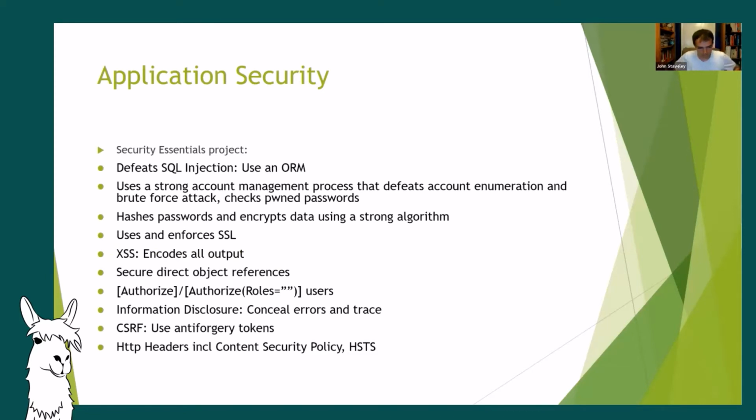So 4 years ago, I did a talk at .NET North on Security Essentials. It's essentially the OWASP top 10 implemented against the File New Project MVC project. It's still there. It's still sort of best of class in terms of security. It covers SQL injection. It's got a very strong account management process, defeats account enumeration and brute force attacks, checks for pwned passwords against Troy Hunt's system, hashes passwords and encrypts data using a strong algorithm. Lots and lots of security checks. It is a .NET program rather than .NET Core.